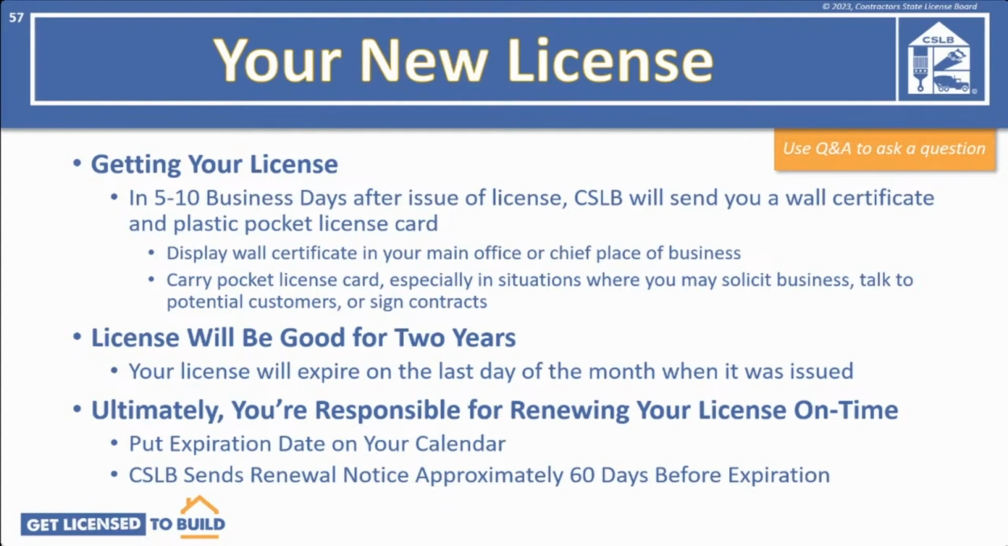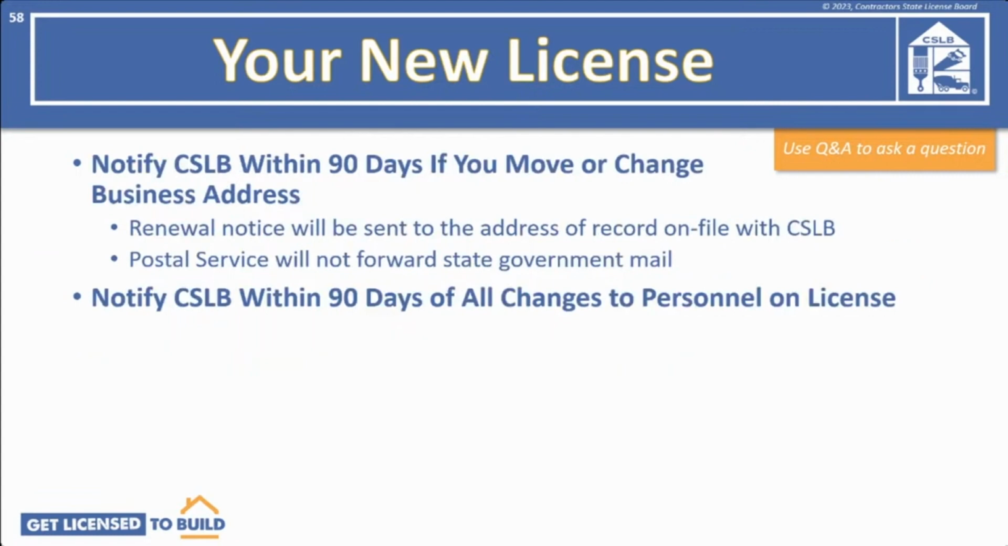Here are a couple of other important deadlines to keep in mind. First, notify CSLB within 90 days if you move or change your business address. Your renewal notice will be sent to the address of record that we have on file. If you're not at that address anymore, you're probably not going to get it. Plus, the Postal Service will not forward state government mail. Finally, notify CSLB within 90 days of all changes to personnel on your license, especially when it involves the qualifier of the license.